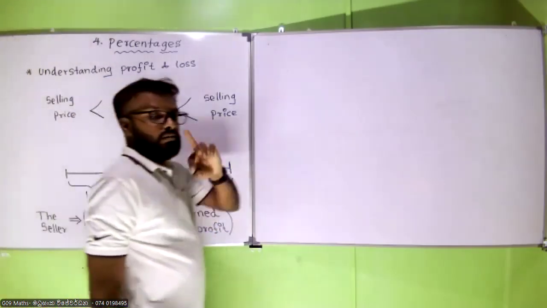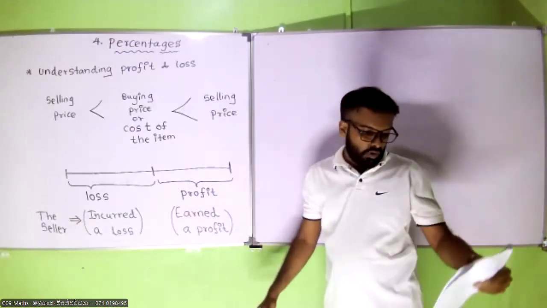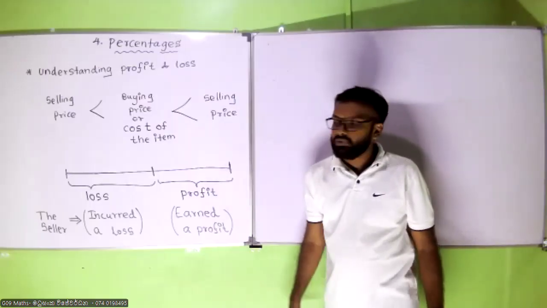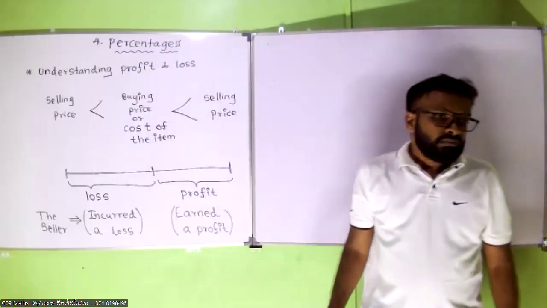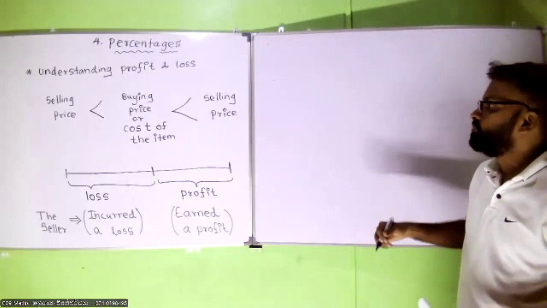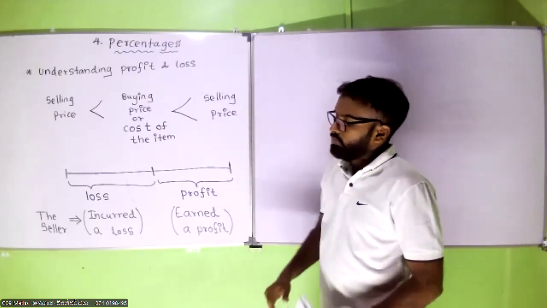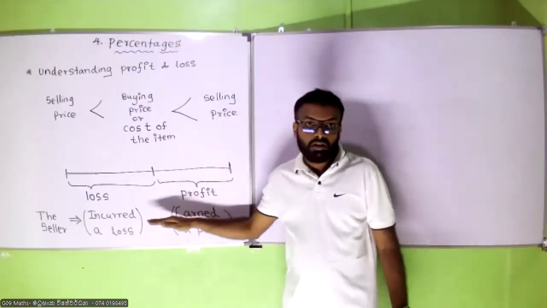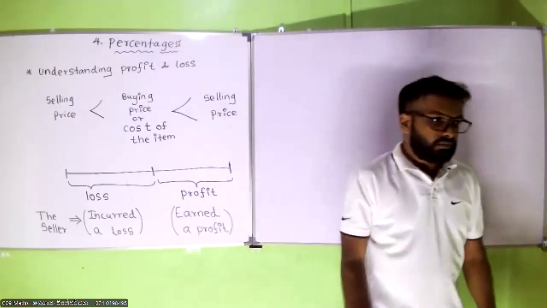Okay, there are another two things to be written in this section, before coming to how to find the profit and loss percentage. There are two things to be written apart from this. Two rows.